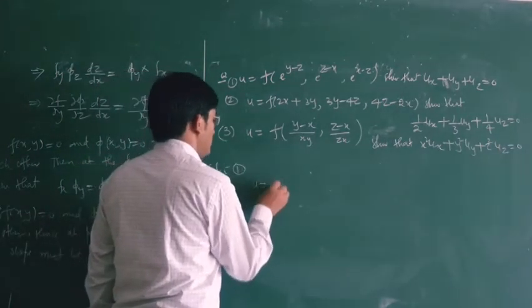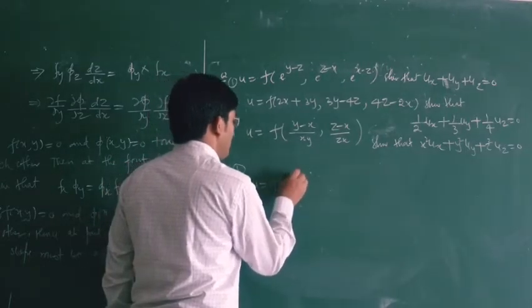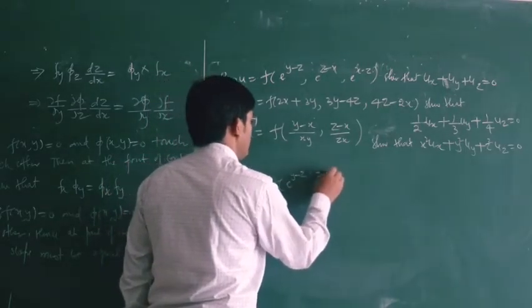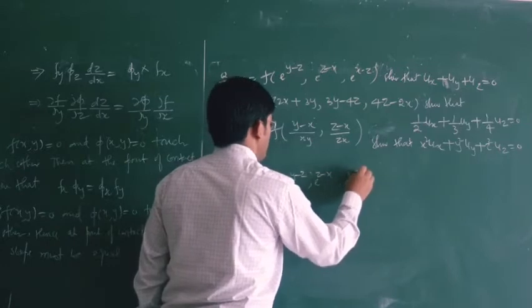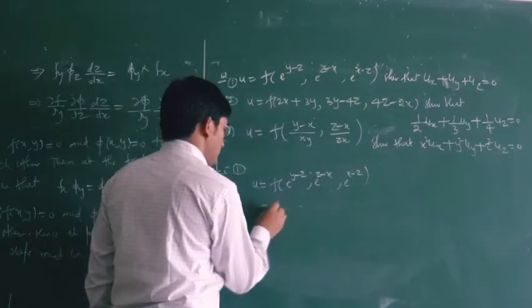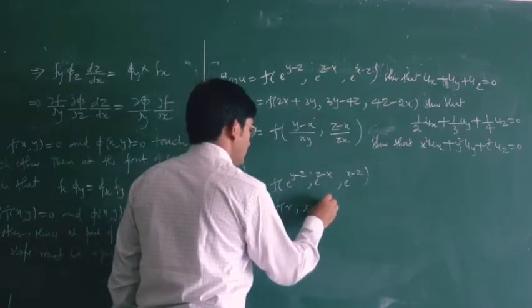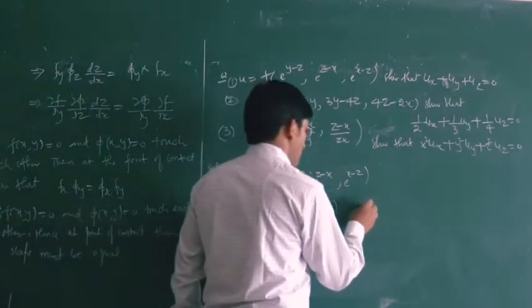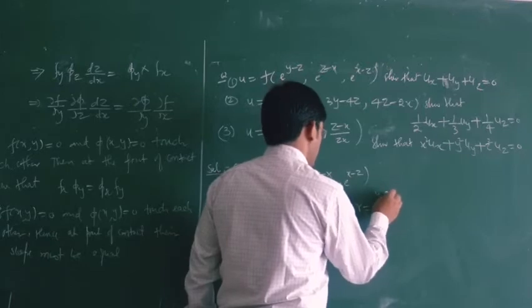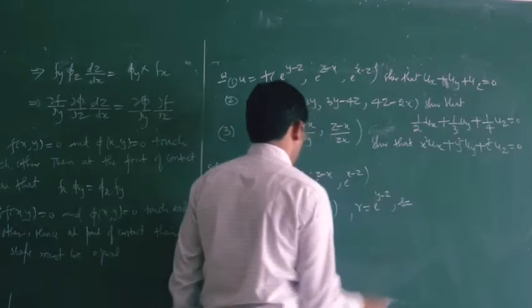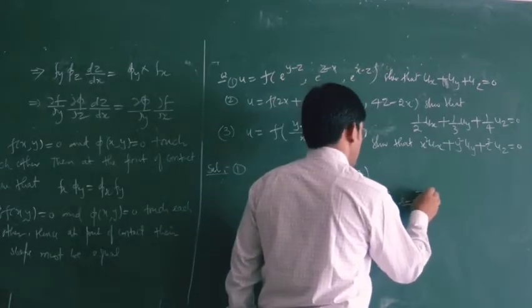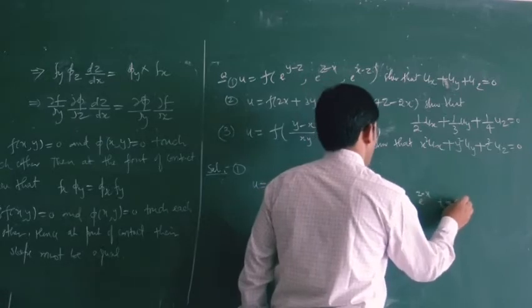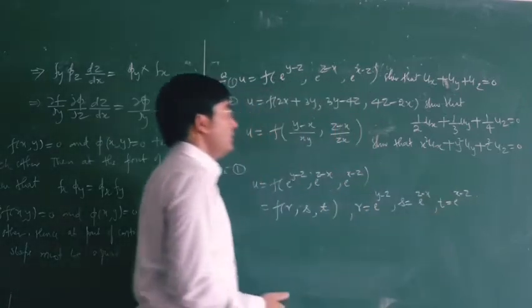Here our u is a function of e^(y-z), e^(z-x), and e^(x-y). Let us write the first term as r, the second term as s, and the third term as t. Then your r will be e^(y-z), your s will be e^(z-x), and your t will be e^(x-y).